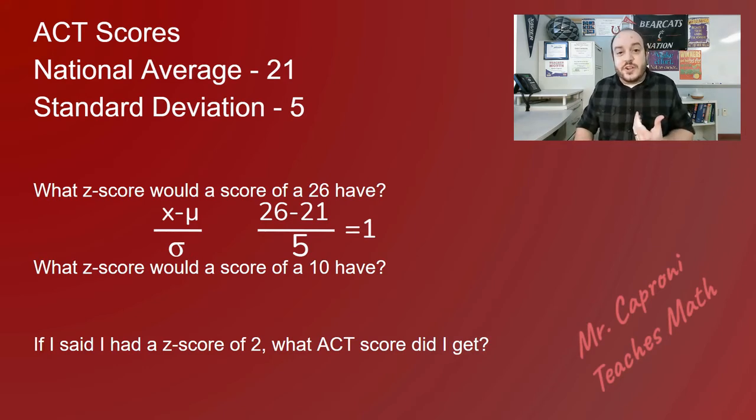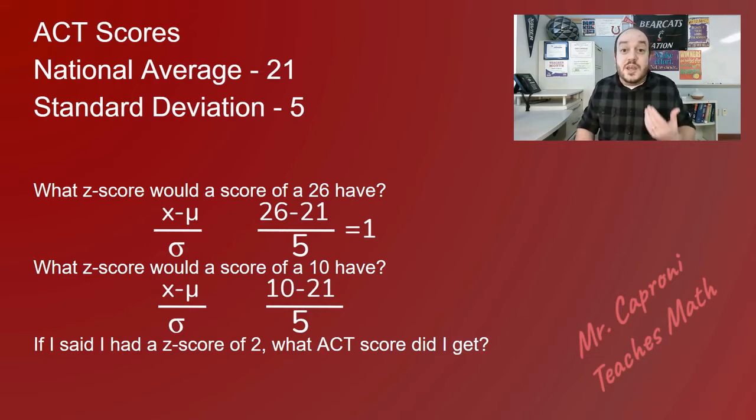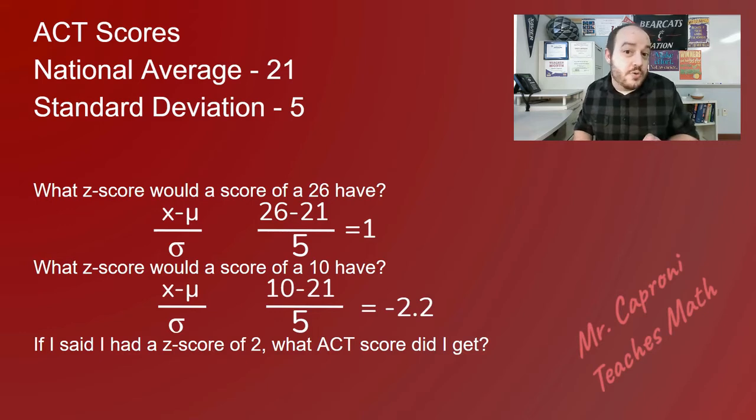Now, it gets a little bit trickier with the next example, looking at a score of a 10. Because when you plug that in, it's not going to turn out being an even number. And more importantly, it's going to end up being negative. When we work this out, we actually get a negative 2.2. And this tells me two things. Number one, the negative tells me that our score is actually below the average, not above it. So anytime you hear of a negative z-score, that just means that you are below the average, not above it. And the 2.2 tells me that I am 2.2 standard deviations below the mean.